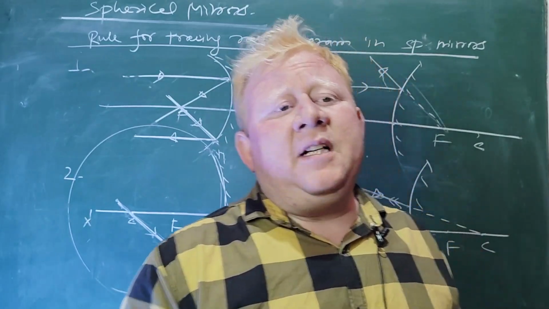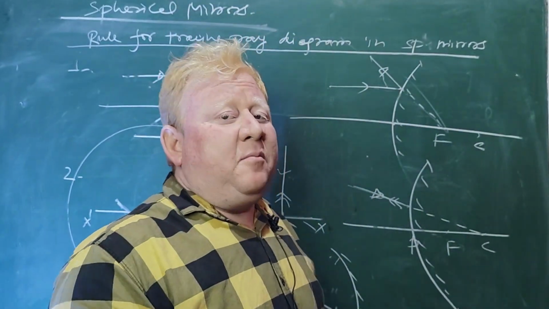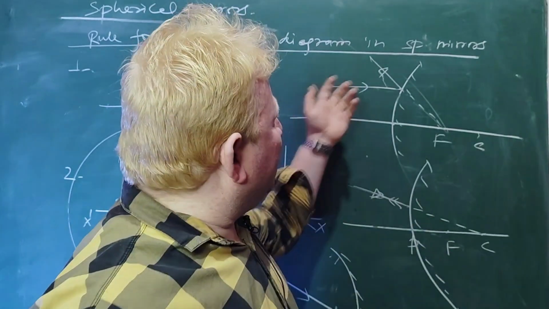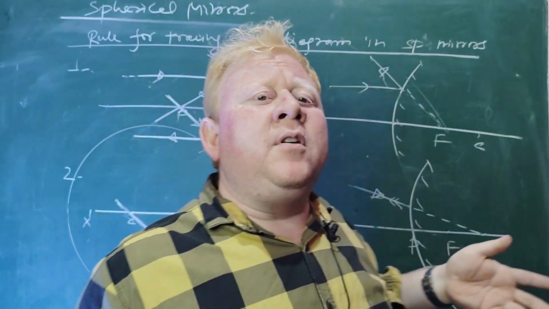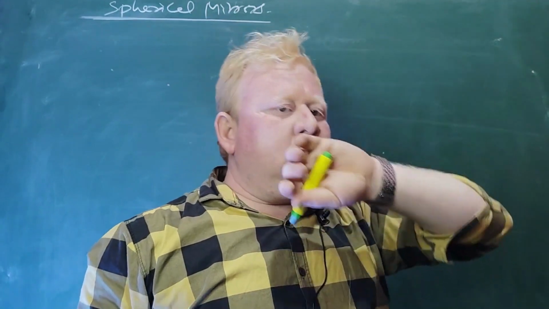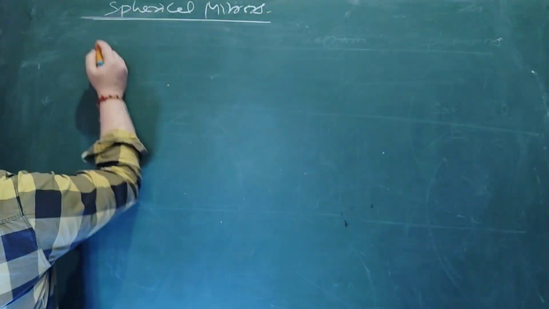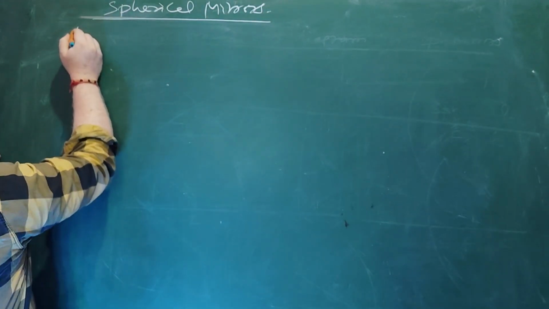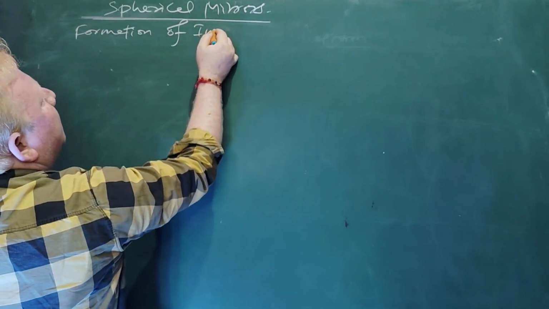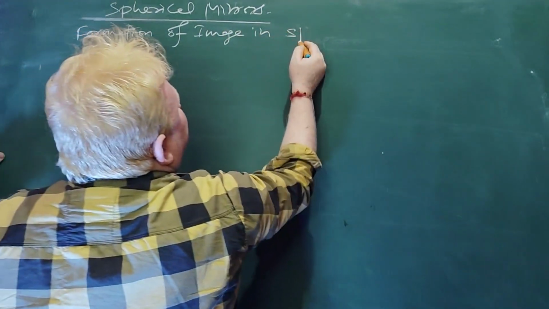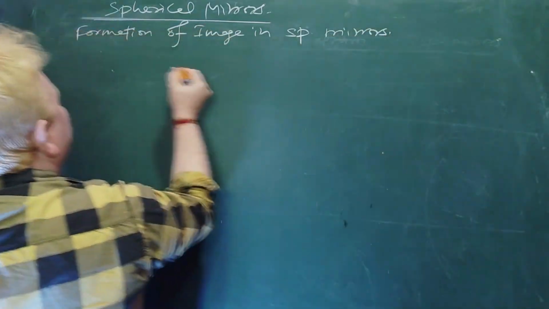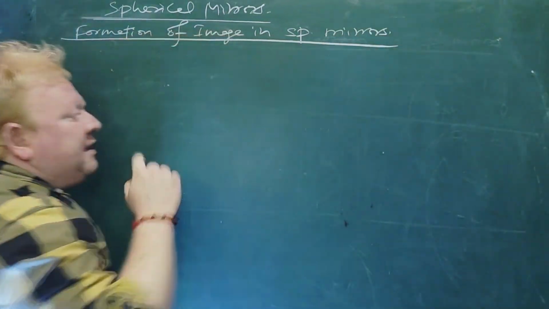Move on. Next, we have discussed the terminology we use while tracing the images. Second, the rules we have discussed. Now we can go for formation of image, right? So now we can discuss image formation in spherical mirrors. One by one we will see.